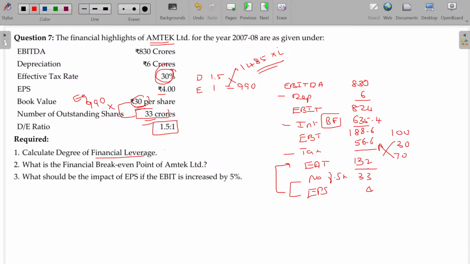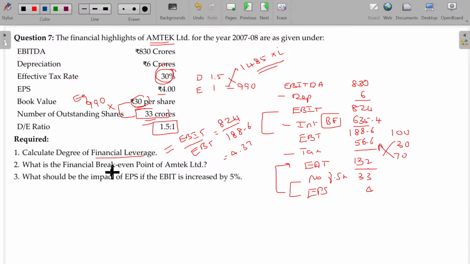For financial leverage, the formula being these two, right? EBIT by EBT is the financial leverage. EBIT being 824, EBT being 188.6. Come on, get me the financial leverage. 4.37 is the answer.